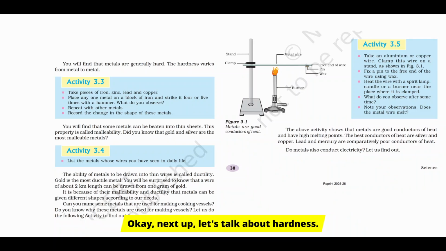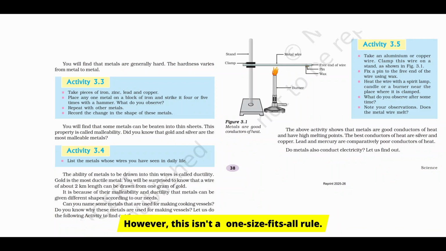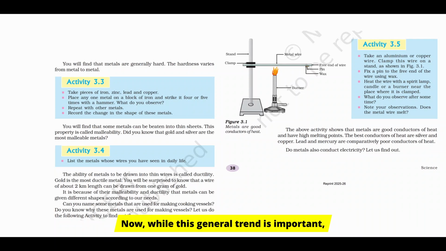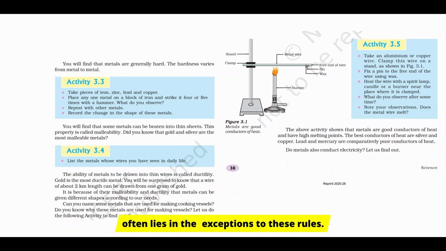Okay, next up, let's talk about hardness. Generally speaking, metals are indeed hard. They resist scratching, denting, deformation. However, this isn't a one-size-fits-all rule. Their hardness varies quite a bit from one metal to another. If you were to pick up a piece of iron, then copper, then aluminium, you'd quickly notice that iron feels much more rigid. It's less easily scratched than aluminium, for instance. Now, while this general trend is important, you need to remember that the true test of understanding often lies in the exceptions to these rules. We'll get to those very soon.